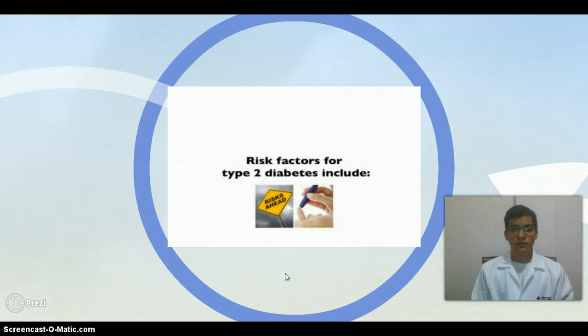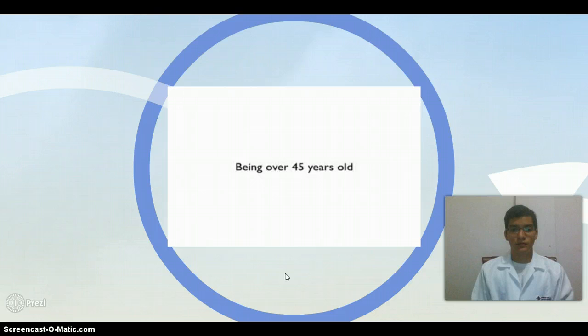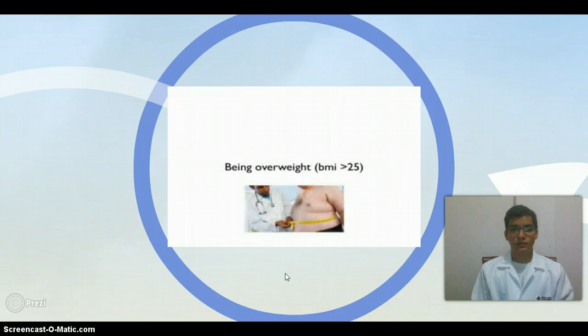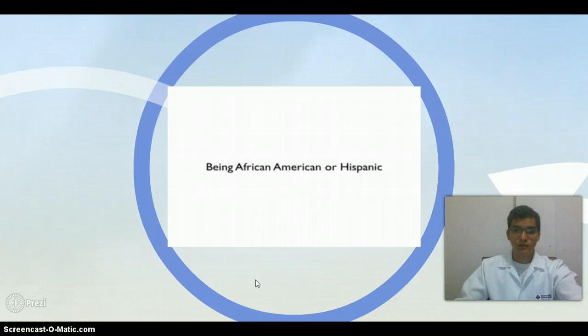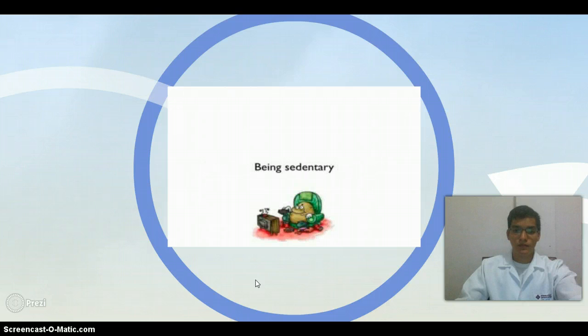So the risk factors for type 2 diabetes include being over the age of 45, being overweight with a BMI greater than 25. There are various websites on the internet that you can go to get this calculated for you, but basically it takes into consideration your height and your weight for that height. And having a family history of diabetes. If your mom, dad, or grandparents had diabetes, you have basically double the risk of developing it yourself. Being African American or Hispanic, you're likely to develop it too. Being sedentary, not working out on a regular basis, not being active.